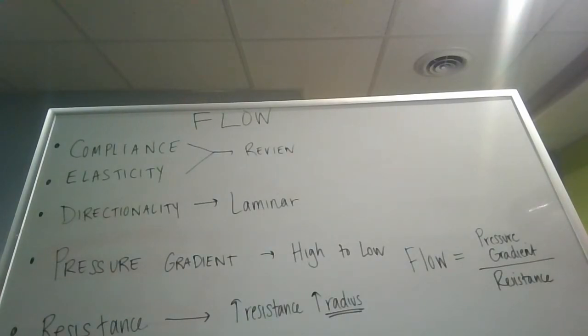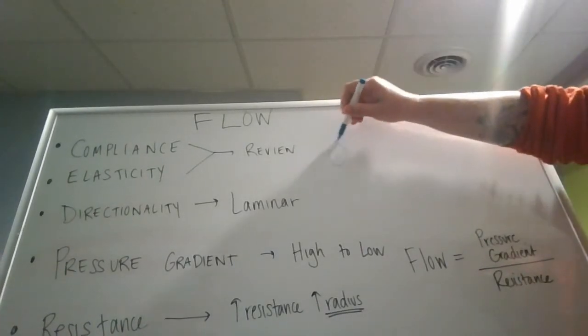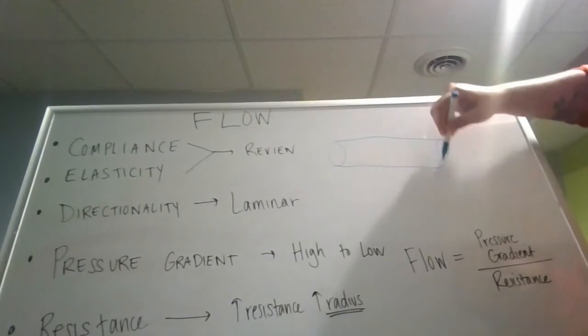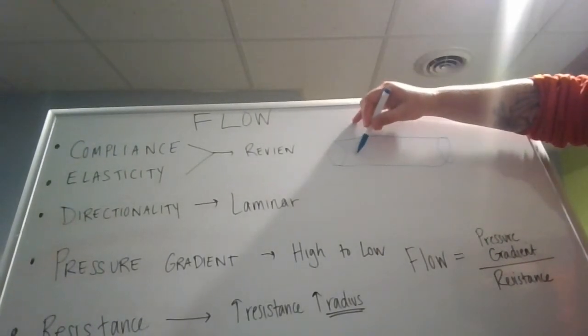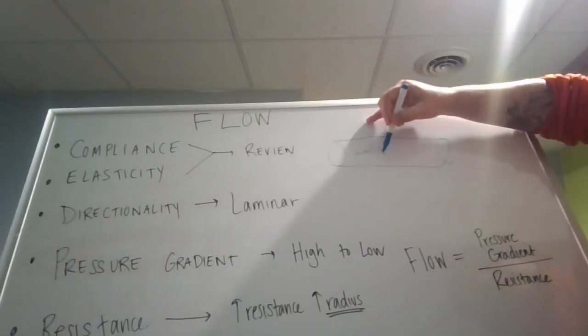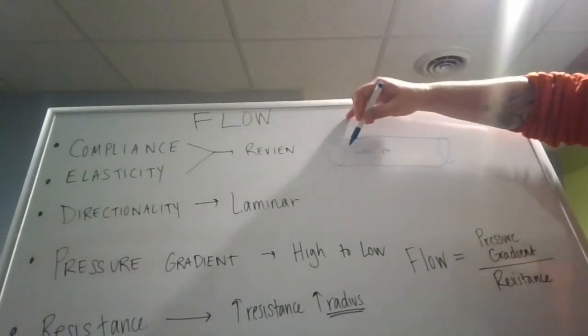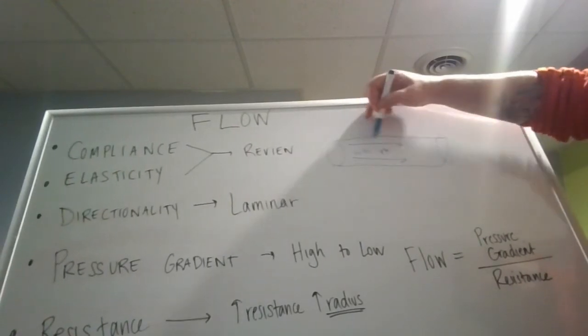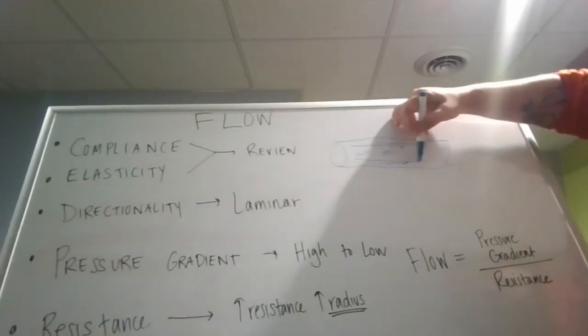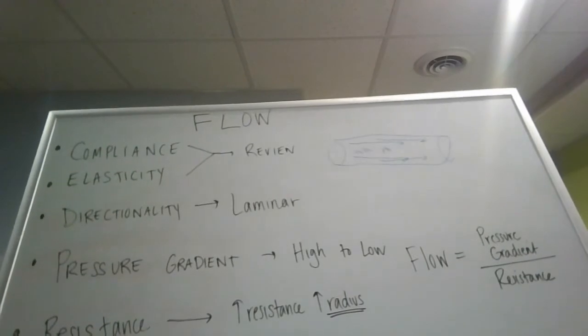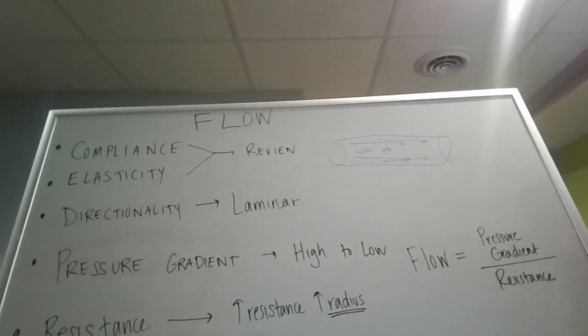Directionality is a new concept, and what that's talking about is how the blood flow is layered. The way it's supposed to go, if this is a blood vessel, is that white blood cells and platelets and those types of things are supposed to go in the center, and then red blood cells along the outside, and they're supposed to go evenly down without any turbulence, and that helps flow to be smooth.